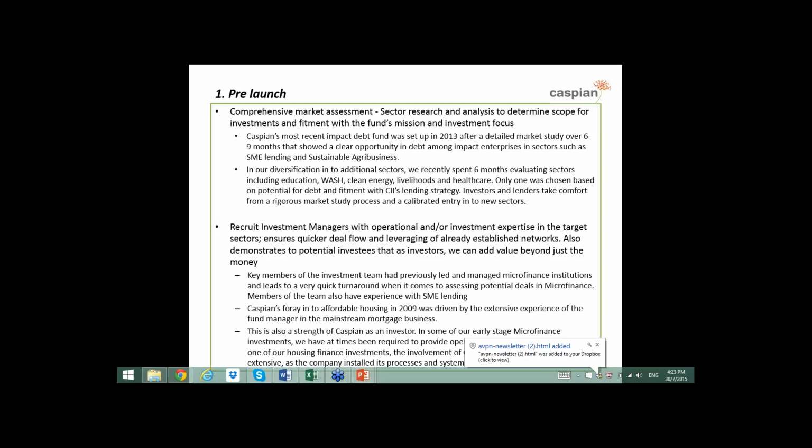So, as an example, in microfinance, like I said, in 2005, three of the senior investment team members had run microfinance ops. In 2009, when our second fund diversified into affordable housing, this was on the basis of the more than decade-long experience that the fund manager had in that space. So there was that much more comfort around considering that space for investments and being able to not just generate deal flow through networks, but also to have the confidence to be able to assess those.